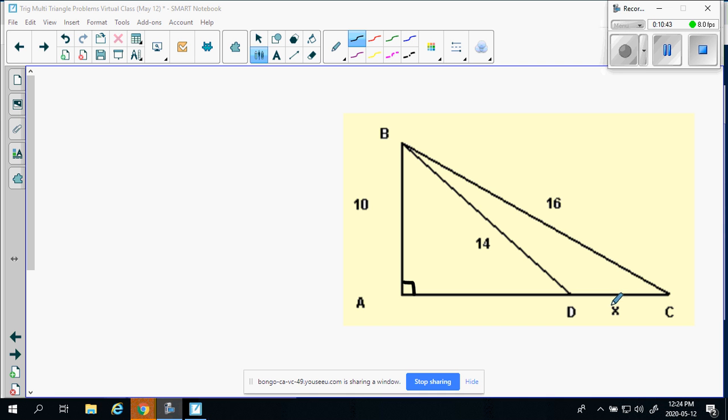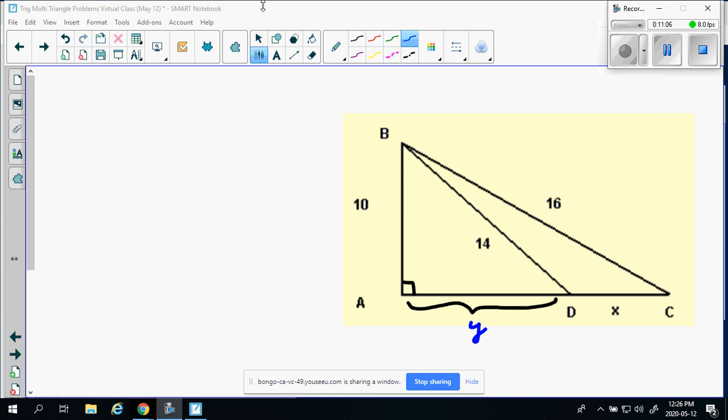In this example, we are asked to find x. But as we have learned before, it is sometimes helpful to label the sides that you don't know so that maybe you can talk about them, think about them, and maybe find some of them. So we do know that this one's 14, that one's 16, that's x, and this one is 10.